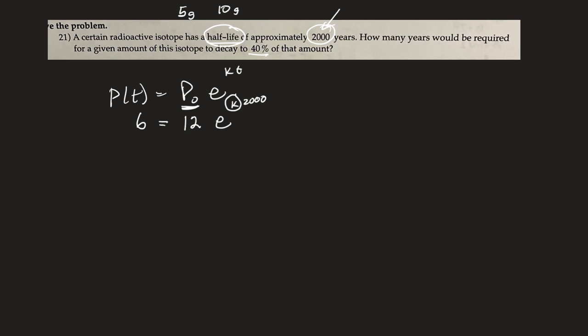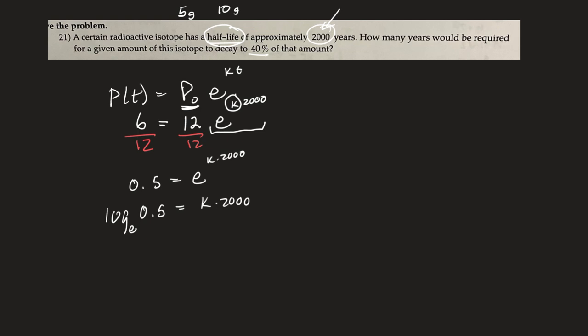Okay, so to do that, I need to isolate this term that has the exponent in it. So I'll divide both sides by 12. So that'll give me 0.5 is equal to e to the k times 2,000. Now change it from exponential to log form. So it'd be log base e of 0.5 is equal to k times 2,000. Then to solve for k, divide both sides by 2,000. Okay, let me do that on my decimals.